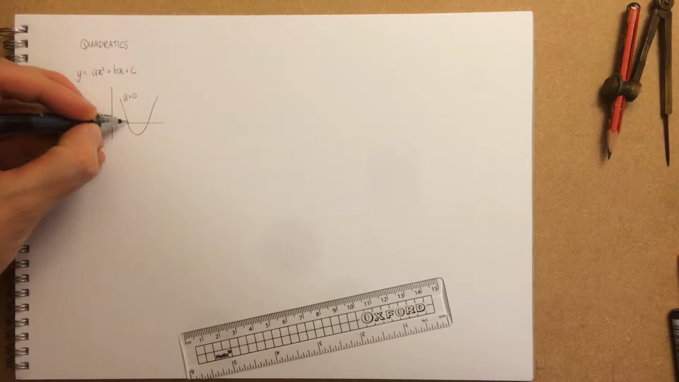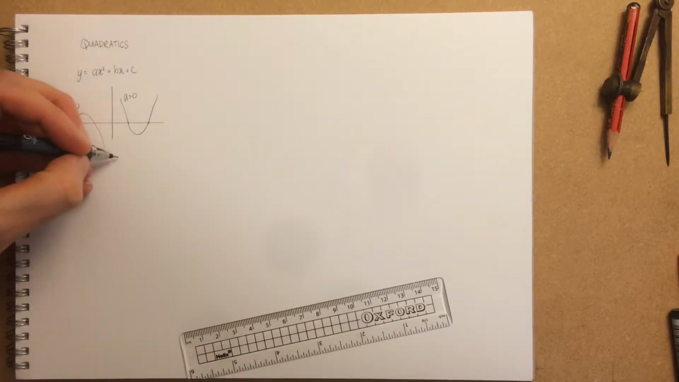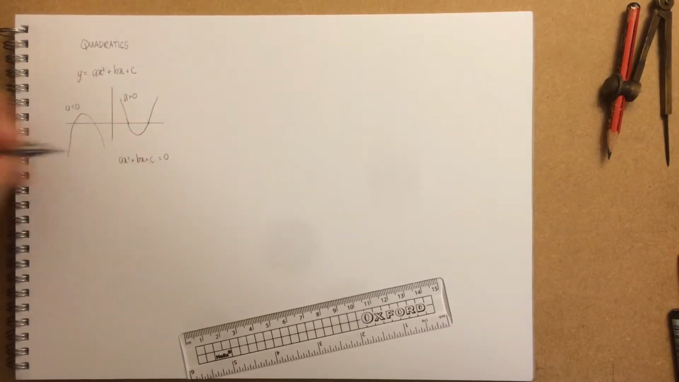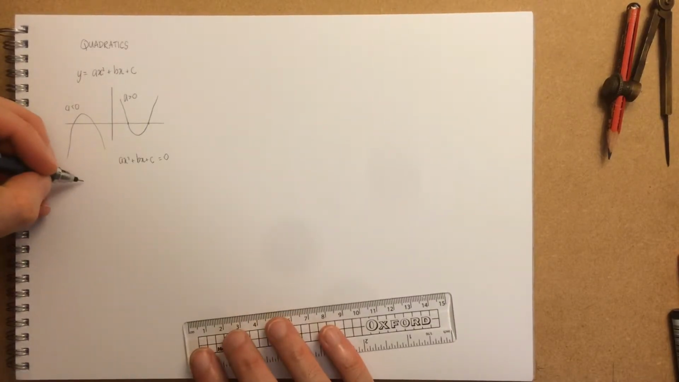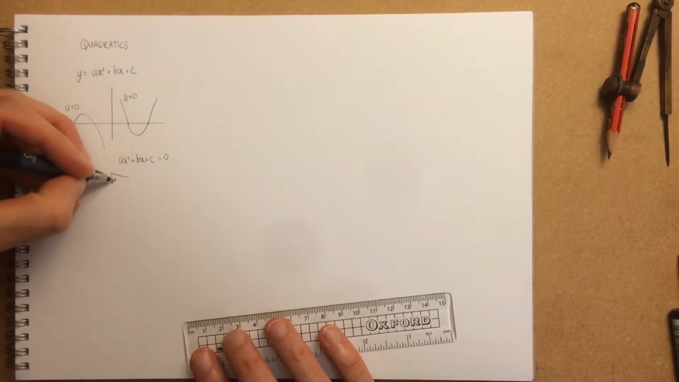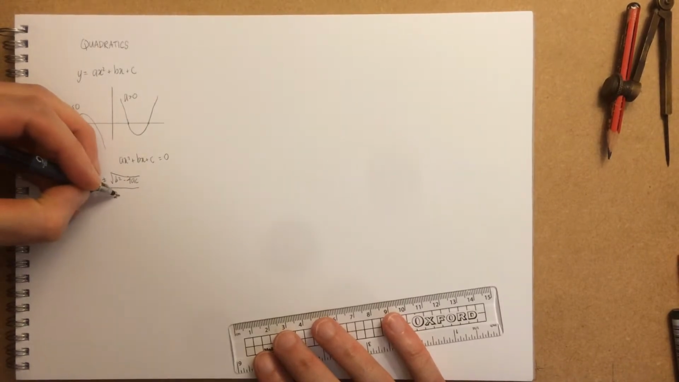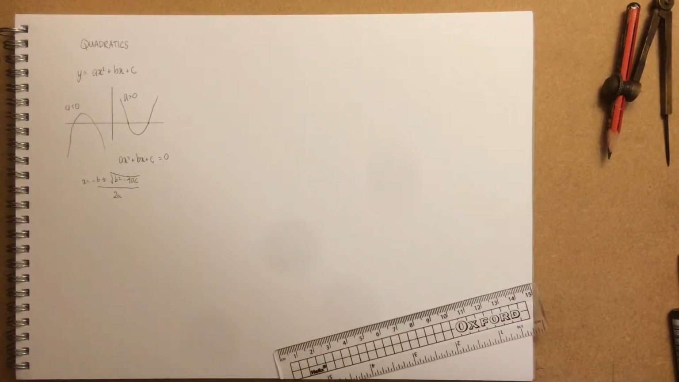Question is, how do we find these points where ax squared plus bx plus c equals 0? At schools they teach that x equals minus b plus or minus root b squared minus 4ac all over 2a, which is really stupid. I mean, it's not wrong, but it's just ugly and cumbersome, and it's just going to make people hate maths.